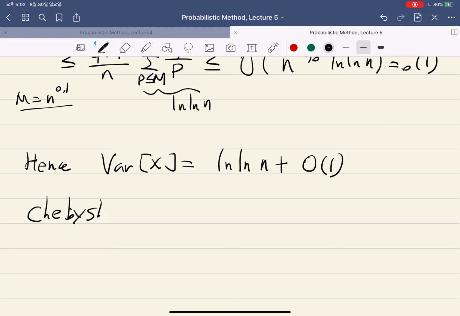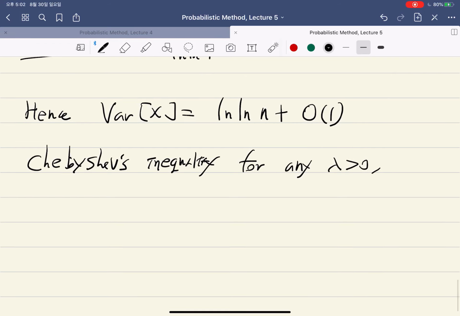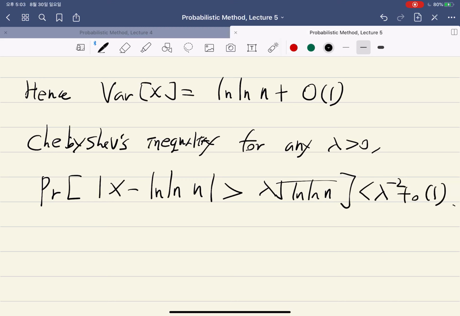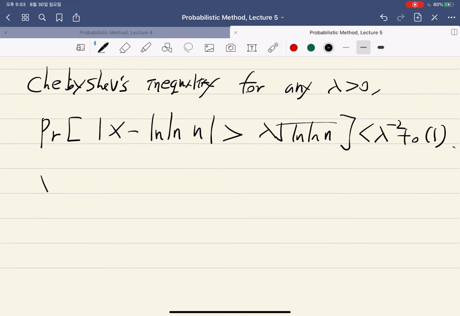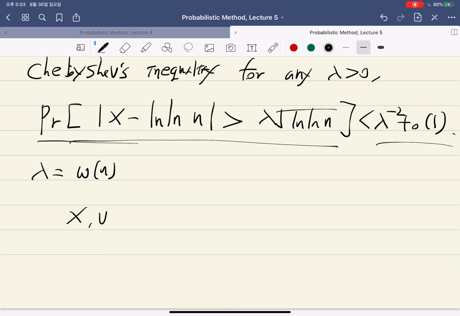And we use Chebyshev. The Chebyshev inequality gives that for any positive lambda, the probability that X deviates from log n by lambda times square root of log n is at most lambda to the negative 2 plus some little o of 1 term. So taking lambda as omega of n, a function that goes to infinity arbitrarily slowly, we show that this happens with a small, little o of 1 probability. And as X and the other quantity differ by at most 10, which is negligible, this concludes the theorem.